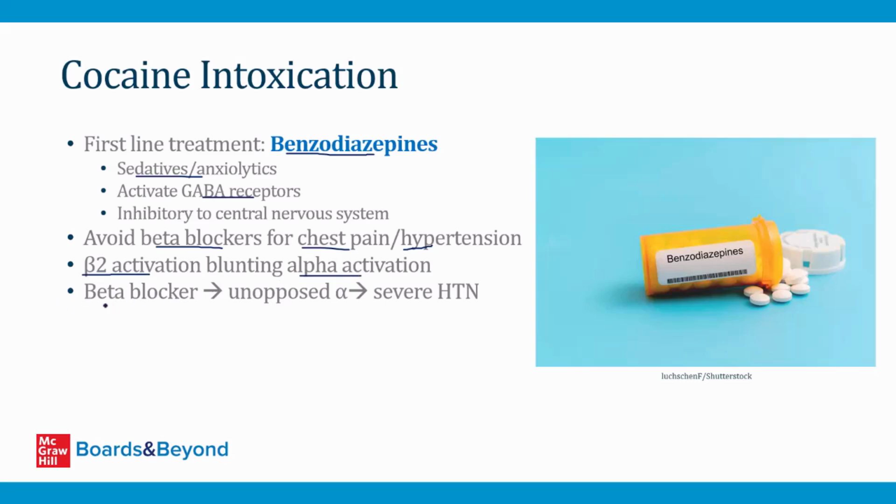So if you were to give a beta blocker, the patient could develop unopposed alpha receptor activity, and this could lead to severe and worsening hypertension and potentially heart failure, cardiac arrest, or even a stroke. And so this is a key teaching point for board exams and also real life, and that is that although we often give beta blockers for patients with chest pain, we don't do that in the setting of cocaine intoxication because we don't want to cause unopposed alpha activity.